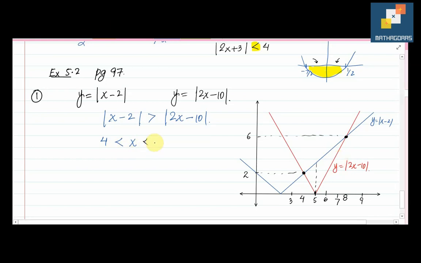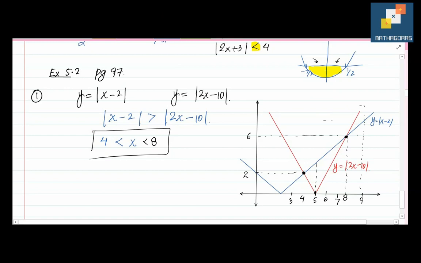And how it is 8, I will explain. At 8, the values of the blue and red graphs are the same, but when you cross 8, let's suppose 9, at 9 the blue graph is here but the red graph is somewhere here. That means the value of the red one is higher than the value of the blue one. So our condition stays till 8. So that is your answer.